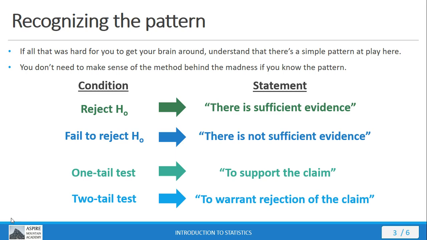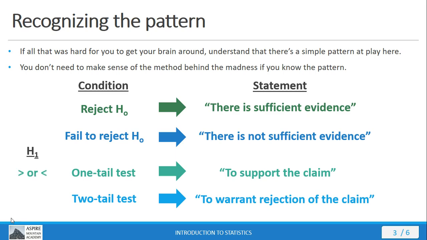And we know that we have a one-tailed test or a two-tailed test simply by looking at the alternative hypothesis. Not the claim, but the alternative hypothesis. Because remember, sometimes the claim doesn't always match the alternative hypothesis. So you want to look at the alternative hypothesis to know whether you have a one-tailed test or a two-tailed test.